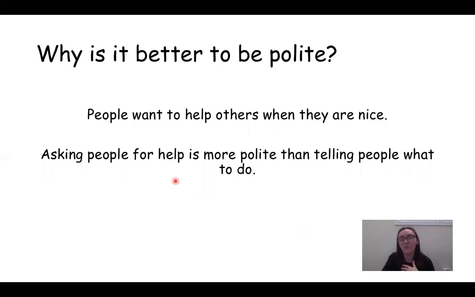Asking people for help is more polite than telling people what to do. So that's why we make them questions when we're getting help. We ask them for help because it's more polite in America and in English, Western countries in general. It's more polite to ask for help than to tell them what to do, right? Then, it's better to do it that way.